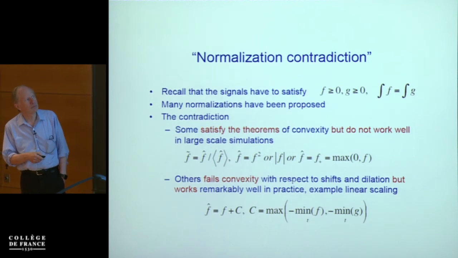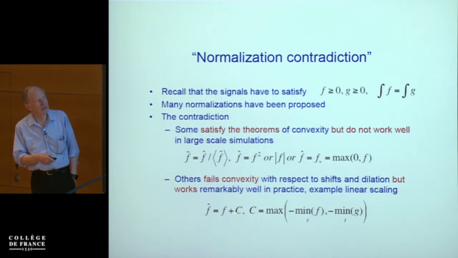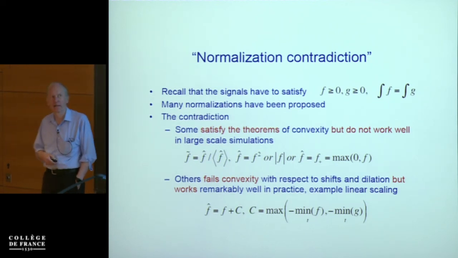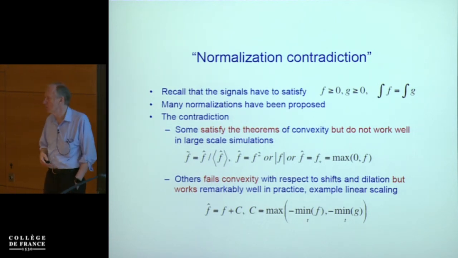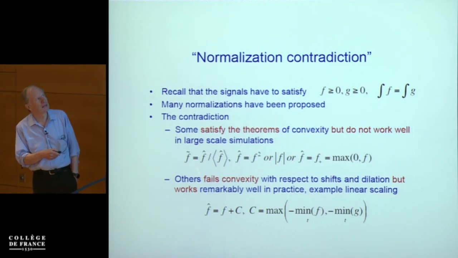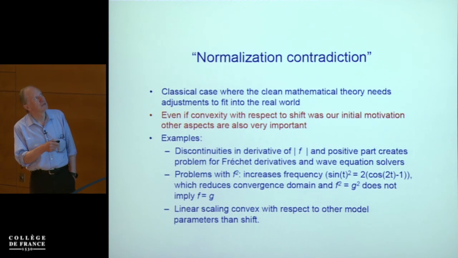Others work much better, like for instance adding a constant which is large enough to handle this. You lose this nice simple theorem of convexity, but in practice it works much better. So we'll take a look at why this is the case. It's not completely convincing. This is a problem where you have to adjust to reality in some way, and there are other aspects that play a role.